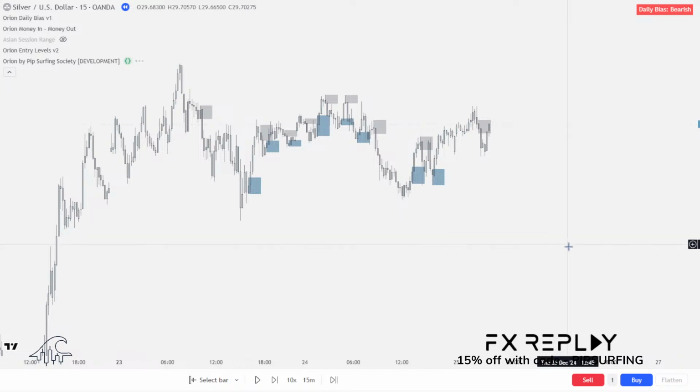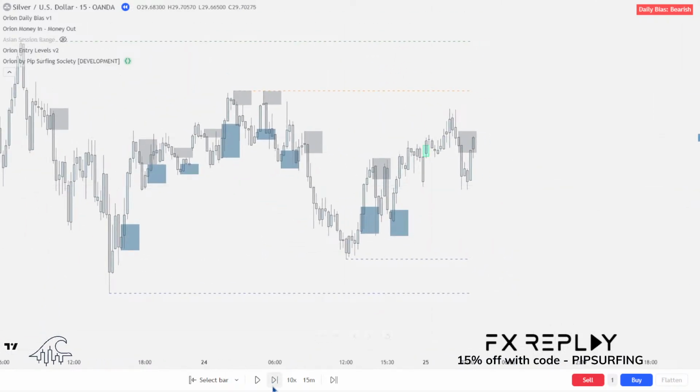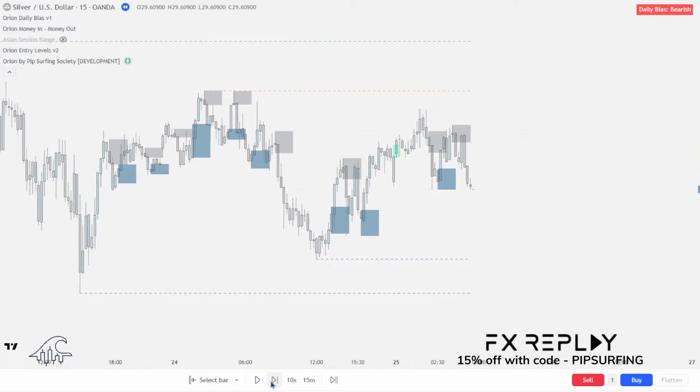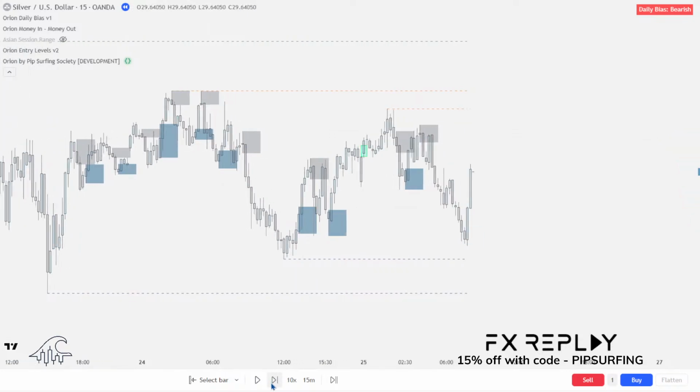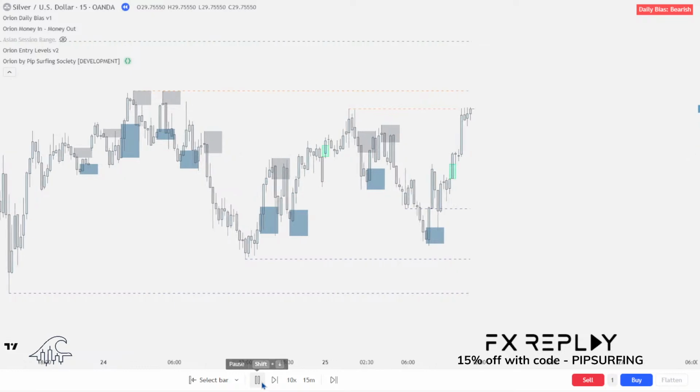Again, I haven't traded silver and I don't have any backtesting data for silver, so anyone that's watching, if we get absolutely blasted by this, don't be surprised. Don't be surprised at all. So we're bearish. We're looking for lows to be hit.